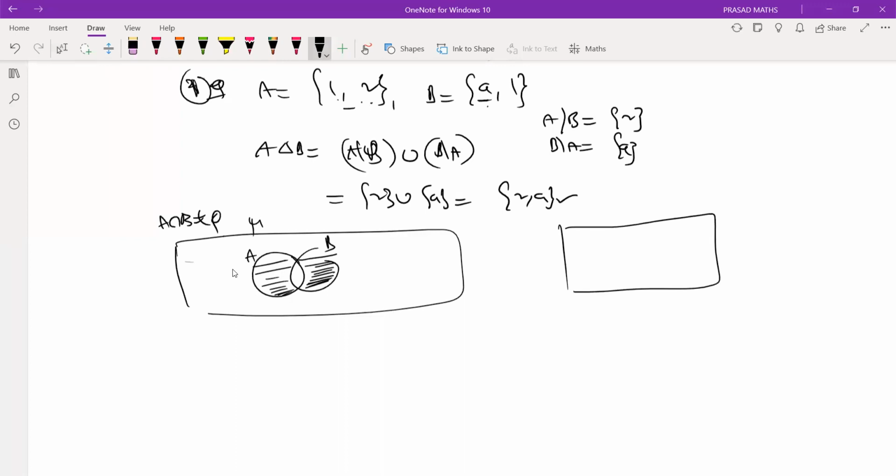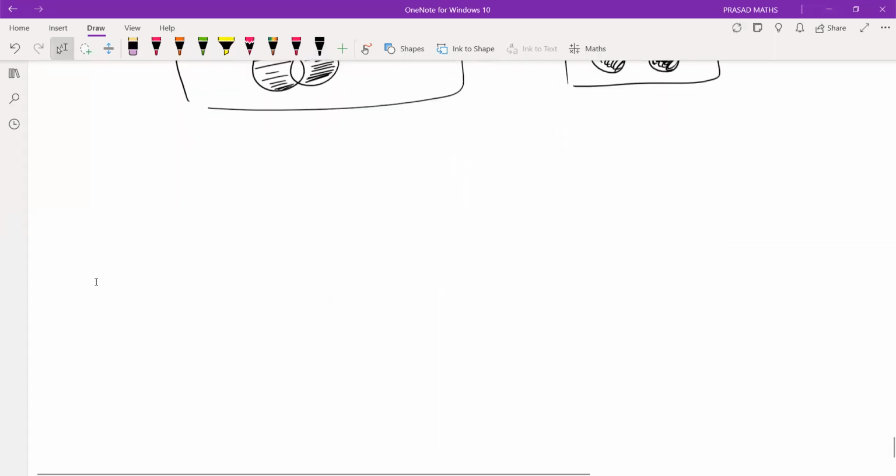Suppose you have two sets which are disjoint. A intersection B is the empty case. So what is meant by A delta B? A minus B is simply total A, and B minus A is total B. So this is my A union B. So this is an example of this.